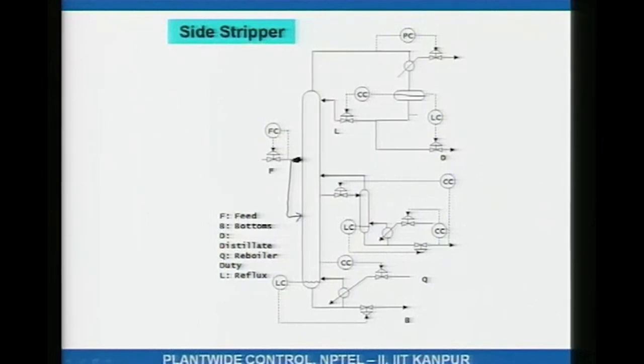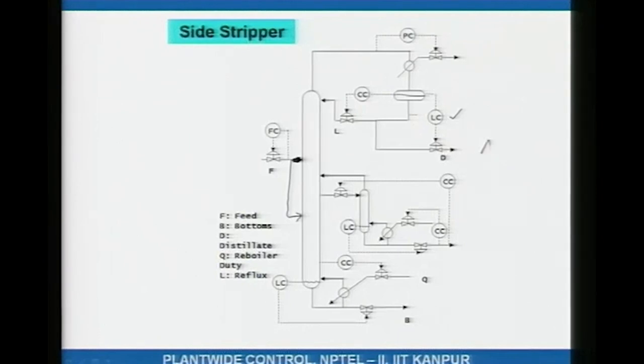Yeah, that's the mistake that I wanted to point out. Side stripper, what do you do? Well, I think it is self-explanatory. Level control. Well, what do you do in the side stripper? Okay.